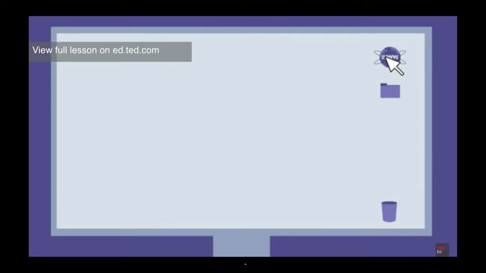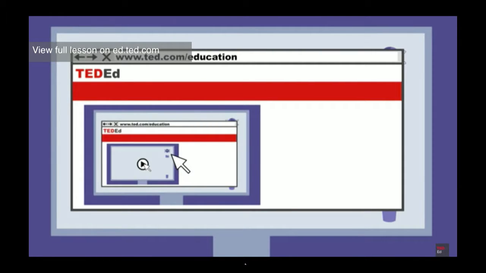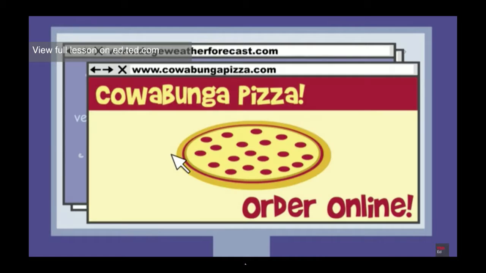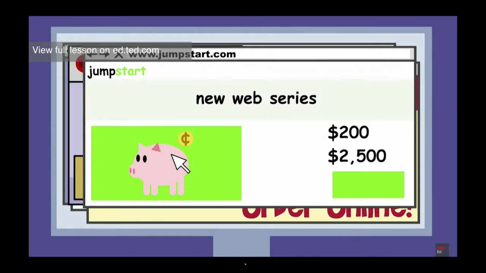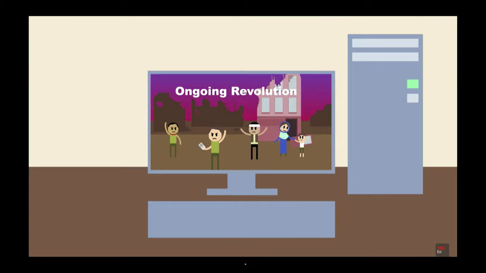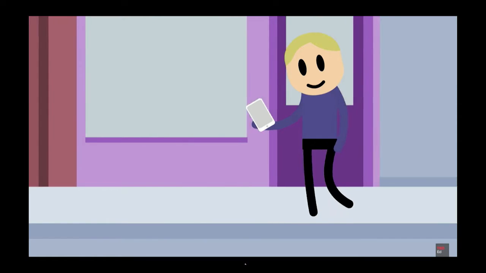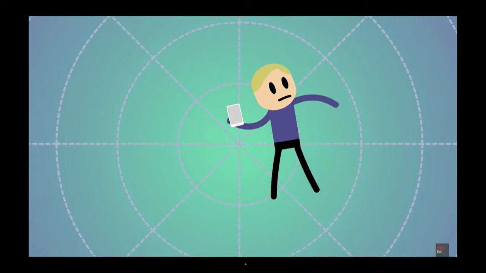The World Wide Web, where you're likely watching this video, is used by millions of people every day, for everything from checking the weather, ordering food, and chatting with friends, to raising funds, sharing news, or starting revolutions. We use it from our computers, our phones, even our cars. It's just there, all around us, all the time. But what is it exactly?